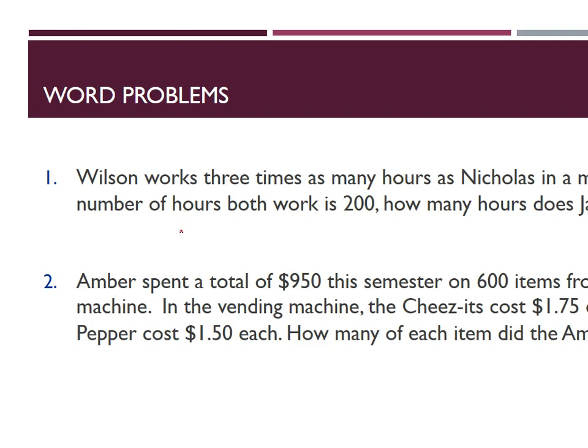So let's look at some word problems here. It says, Wilson works 3 times as many hours as Nicholas in a month. If the total number of hours both work is 200, how many hours does Wilson work? Okay, so you need a variable here. So let's say everything kind of depends on how many hours Nicholas works. So let's let x equal hours Nicholas works.